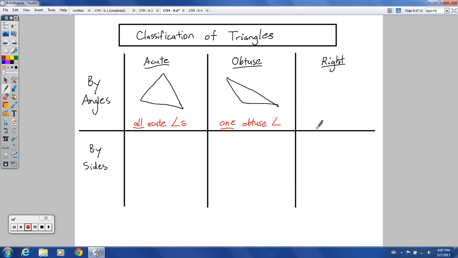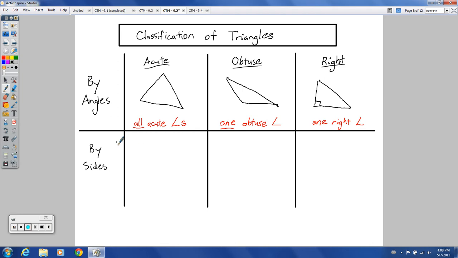And a right triangle is just going to have one right angle. Again, the other two would have to add up, instead of be less than 90, would have to add up to 90 if you had one of them being 90 to start. So here, let's say that one's my right angle. These two would have to add to 90 to add to that one to get 180 for the whole thing.